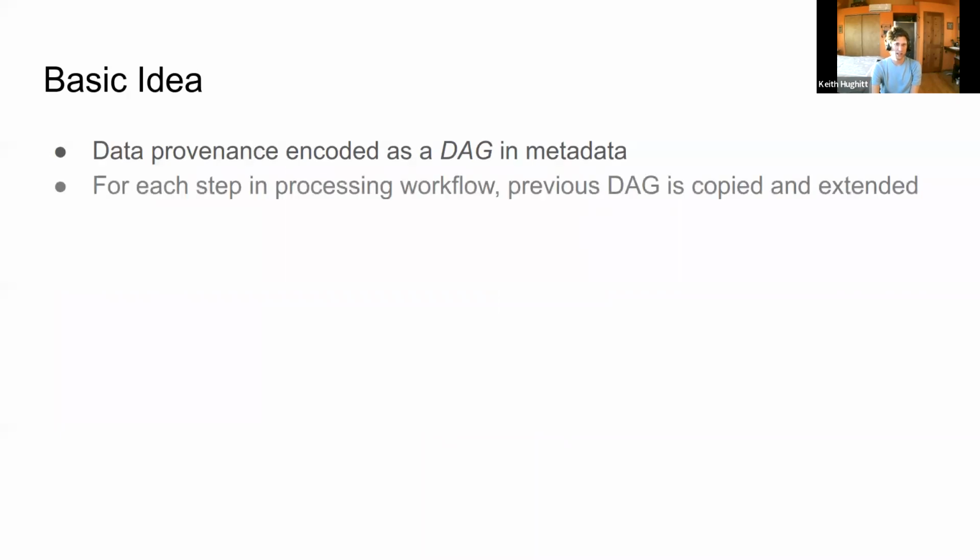So the basic idea: encode the data provenance into the DAG and the metadata. For each step in the data processing workflow, you take the previous DAG, read it in, and then add a node and an edge.